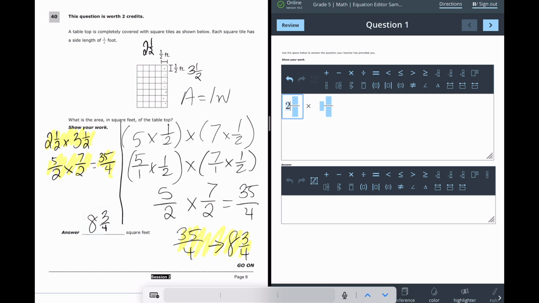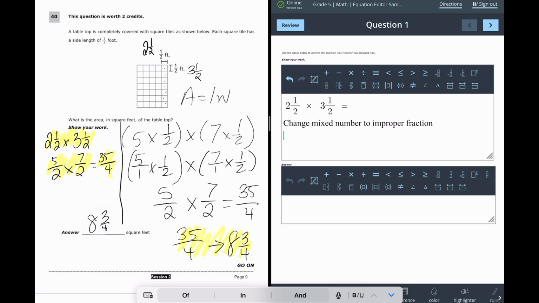So 2.5 times 3.5, and that's just one row. And then I'm deciding to change my mixed number to improper. So there's one sentence. So I'm just going to do that now.